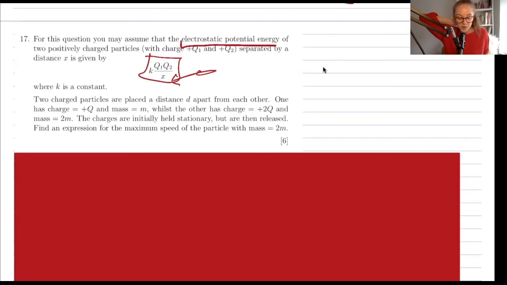And they say two charged particles are placed a distance d apart from each other. One has charge plus q and mass m, whilst the other has charge plus 2q and mass 2m. The charges are initially held stationary, but are then released. Find an expression for the maximum speed of the particles with mass 2m.